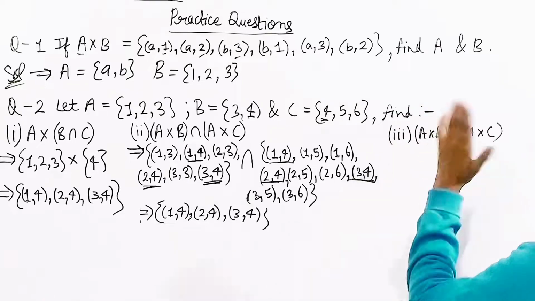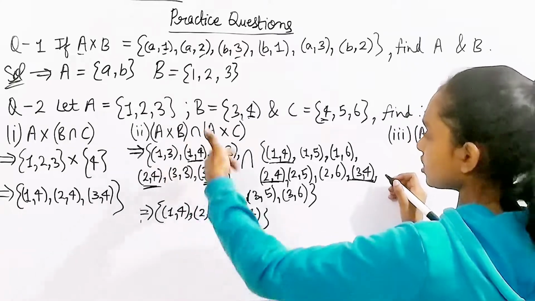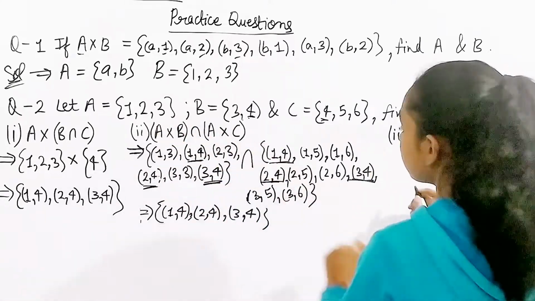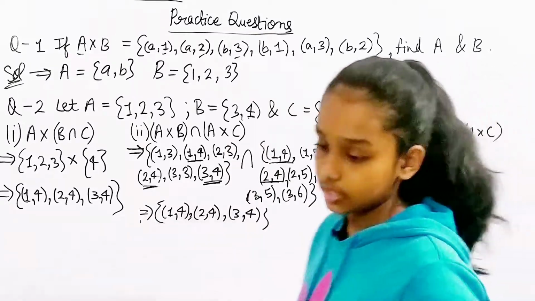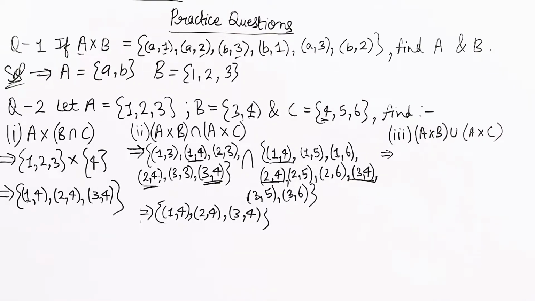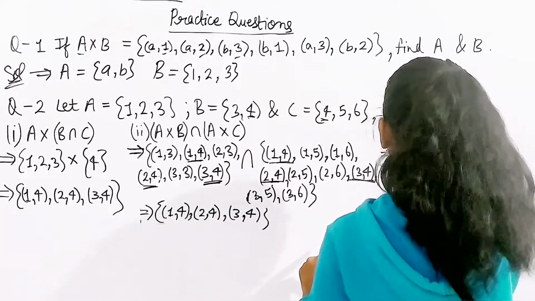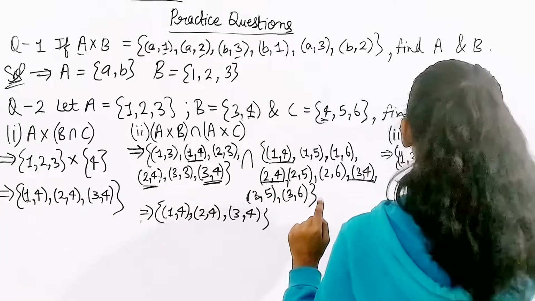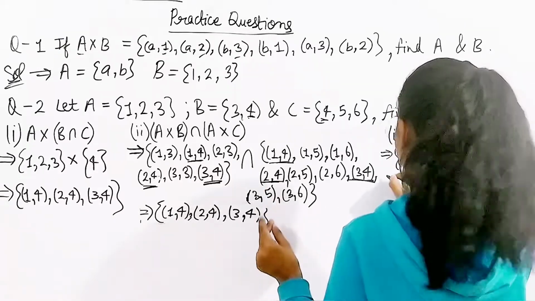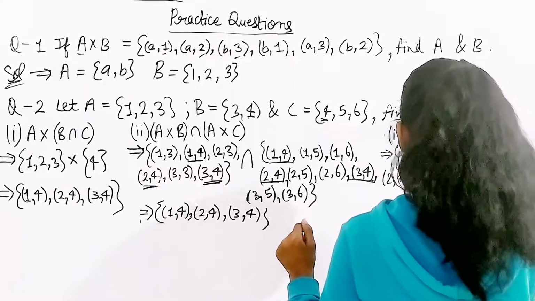So let's move on to our third part, the last part of this question. So it's A cross B. I'm going to write this exactly right here. So it's 1, 3, 1, 4, 2, 3, 2, 4, 3, 3, and 3, 4.